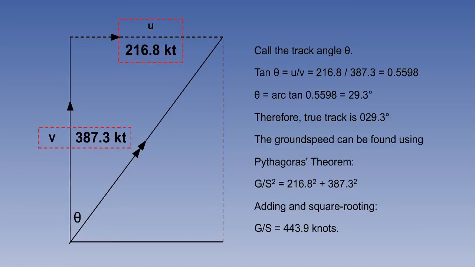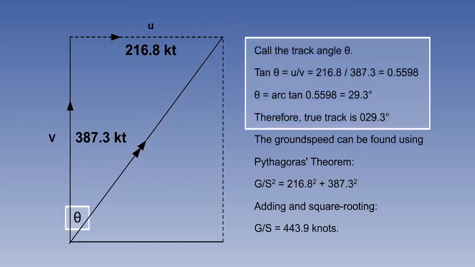Suppose, for instance, that we are in a jet airliner, and our northerly velocity, v, is 387.3 knots, and our easterly velocity, u, is 216.8 knots. Then our vector diagram is like this. Although we carry out addition of 2 vectors, the aircraft does not travel first north, then east. What happens, of course, is that it is flying up the resultant, and the resultant of v and u is the vector of track and ground speed.